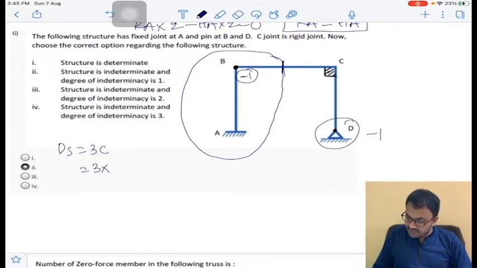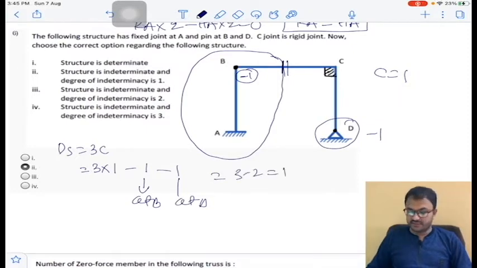So that is 3 into how many number of cuts? C is equal to 1. 3 into 1 minus 1, this is at B, minus 1 at D. So it will become 3 minus 2, it will become 1. So the structure is indeterminate and degree of indeterminacy is 1. Option 2. Option 2 is the answer.